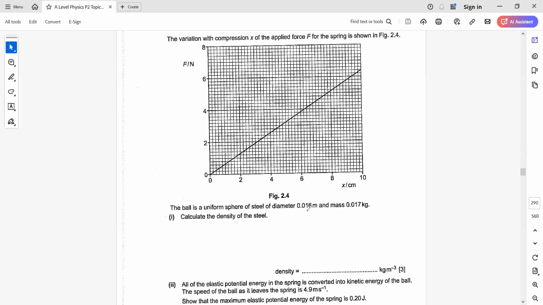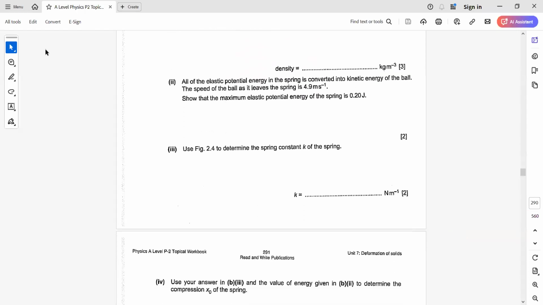The ball is of uniform diameter and mass, and we need its density. So density is basically mass per unit volume. The mass is 0.017 and the volume of a sphere is 4 upon 3 pi r cubed. So half of the diameter and then cubing it. So that is going to give us the density. That's the answer to density, 7,900 kilograms per cubic meter. I was more thinking like they're going to say upthrust.